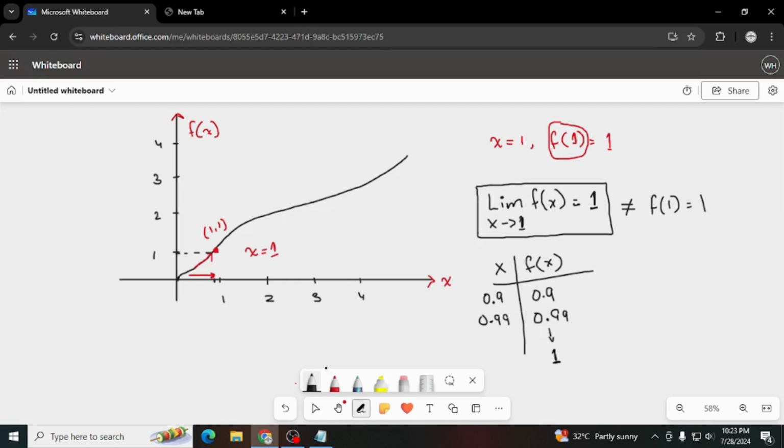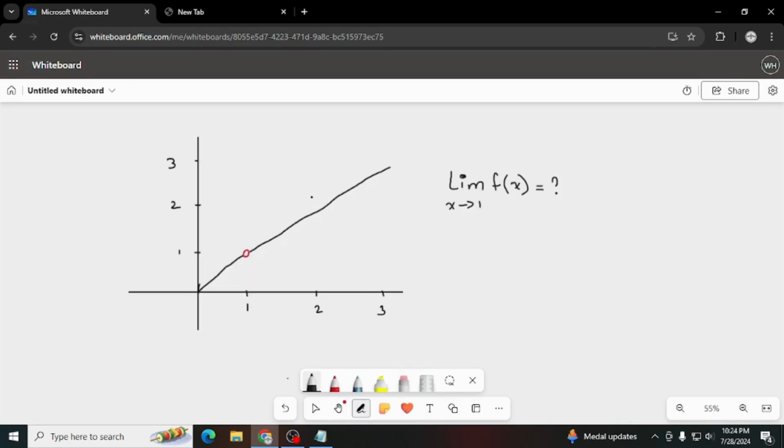Okay, now let's see another case where things are a little different. Let's consider this case right over here. Now I've got a graph of y equals f of x. Things are a little bit different here. As you can see, at x equals 1, the function is undefined. There's no definite value for the function at x equals 1. But the function continues after x equals 1. So we're going to figure out what is the limit as x approaches 1 of f of x. Pause the video and see if you can figure it out.